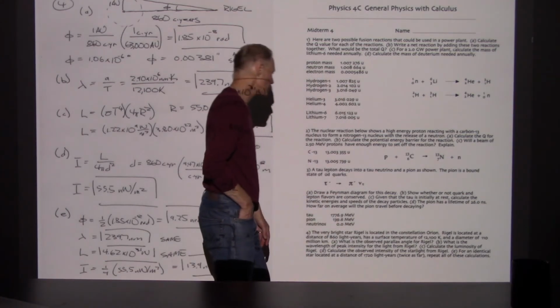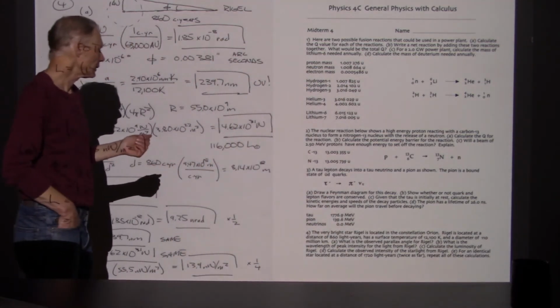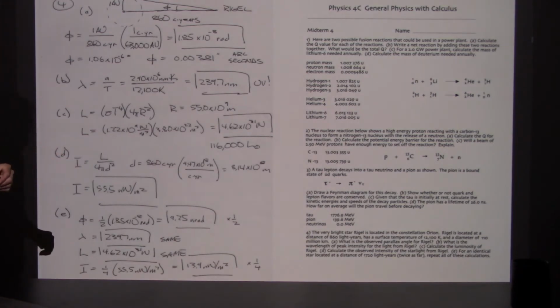What is the observed parallax angle for Rigel? This is the data that we've collected. So what would be its parallax angle we would measure from Earth? What would be the wavelength of peak intensity for the light? What would be Rigel's luminosity? And what would be the observed intensity of starlight reaching us here on Earth in this star system? What would be the intensity of the starlight from Rigel?